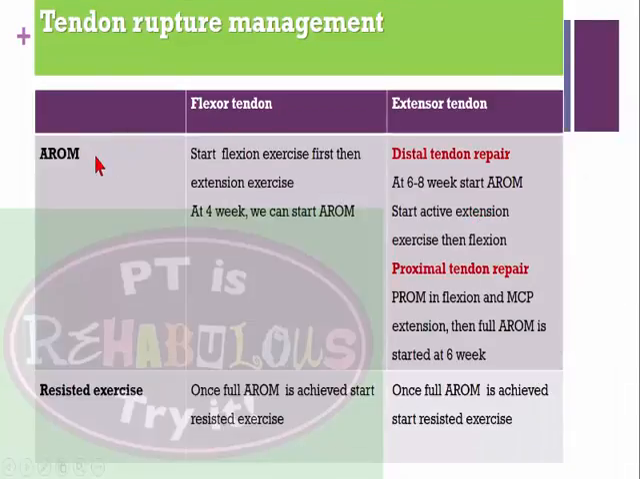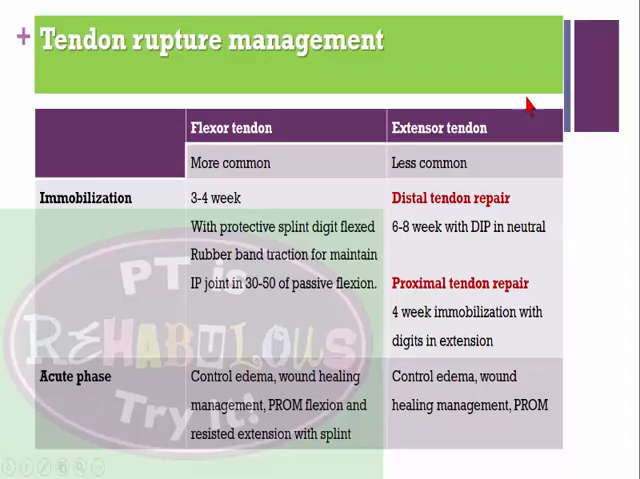Let's learn active range of motion exercise for flexor tendon repair. We have to start flexion exercise first, then extension exercise at the 4th week, and we can start active range of motion exercise after that, especially at the 4th week. Resisted range of motion exercise: once we have achieved full range of motion without any pain, we can start resisted range of motion exercise. Let's learn extensor tendon repair management.